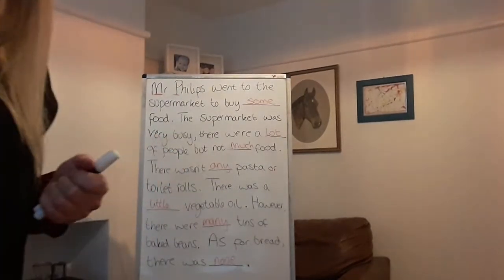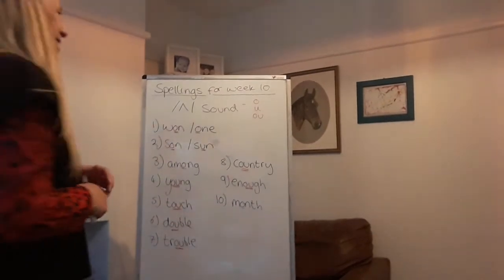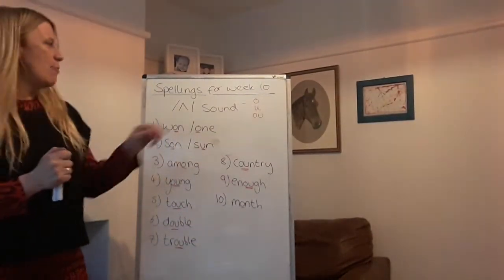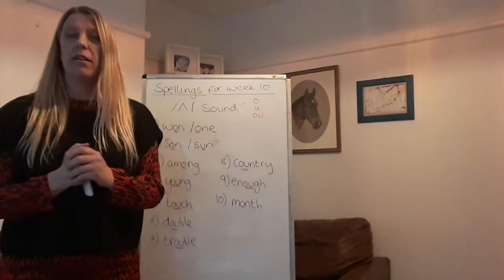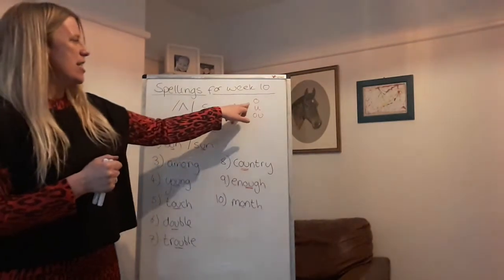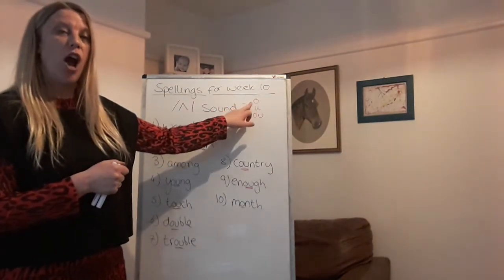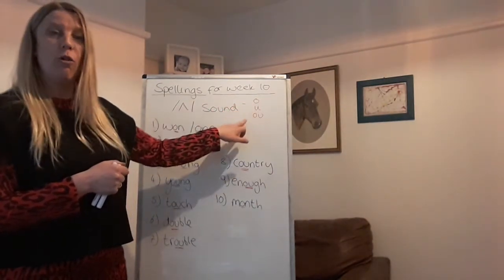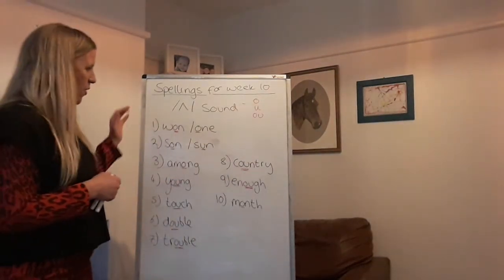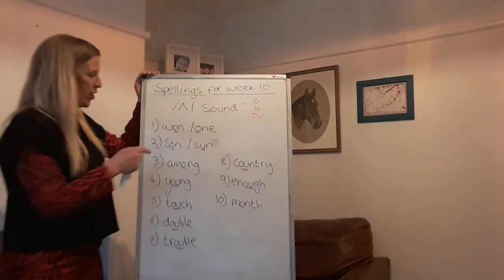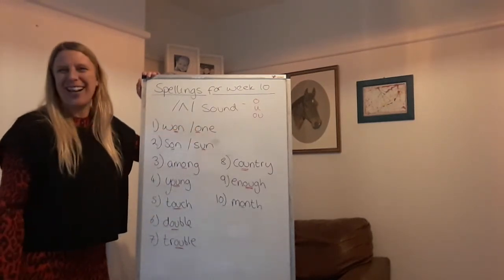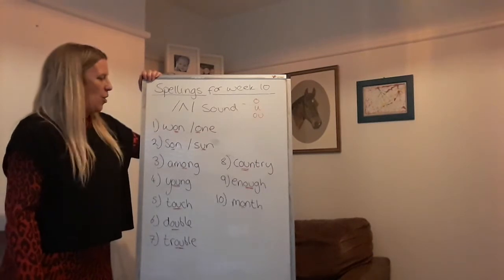Right, so let's have a look at next week's spelling. Okay, so here are our spellings for next week, week 10. And this time we're looking at the sound. The sound can be spelled with an O, a U, or an OU. So look at these words we've got here. Now some of these you've seen before. So one and one. I don't know which one I'm going to give you. You'll have to guess. One and one.